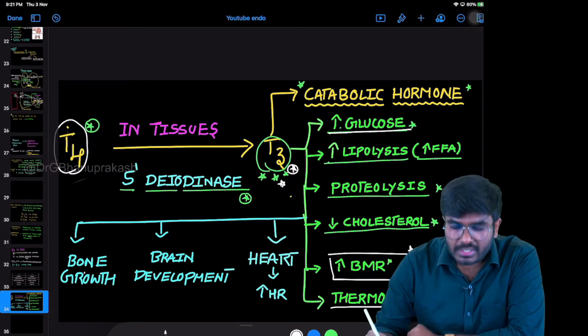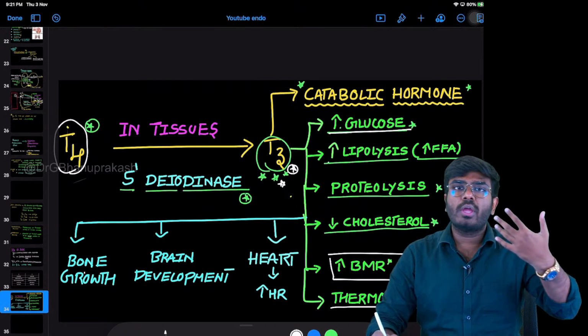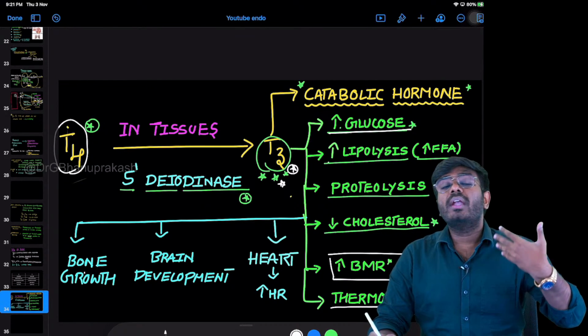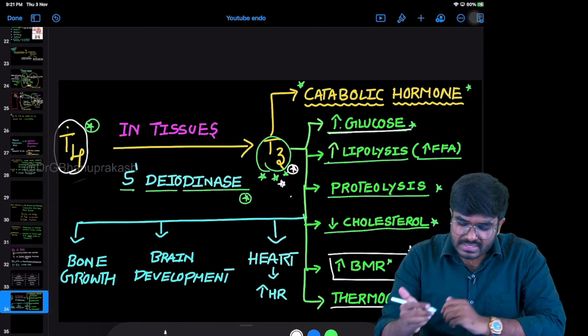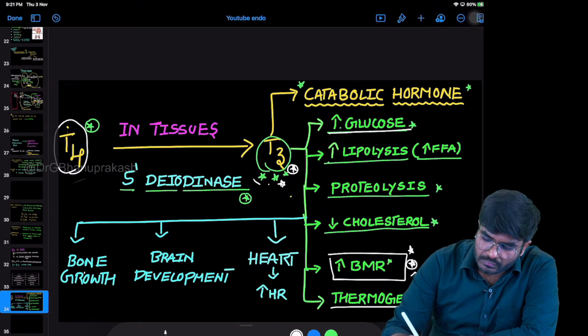They increase the body temperature. They maintain the body temperature actually. Okay. Whenever you have more T3 and more T4, the body temperature will be increased. So, one part is completed, one limb is completed. Now, let's see what the other functions of this T3, T4 are.